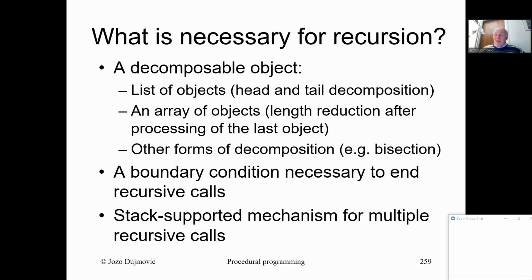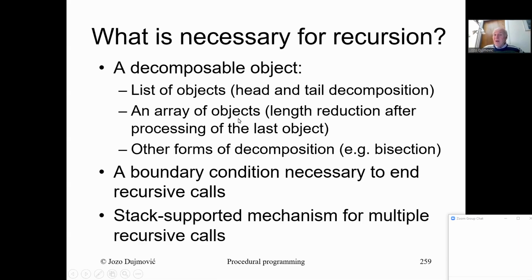Now, what is necessary for recursion? First, you have to have some object that can be decomposed into components, so a decomposable object. Usually, it is a list. If you have a linked list, first element, second element, etc., you can chop the head, the first element, and then you get a list from the second element to the last element. And then you can say, okay, process the first element, and then do the same with the tail of the list. And this is tail recursion and a very simple way of solving problems.